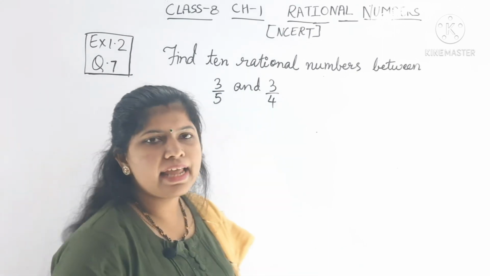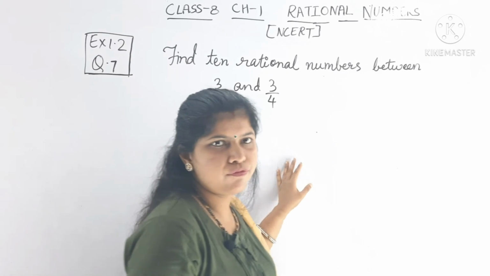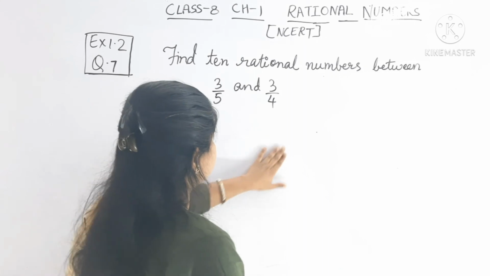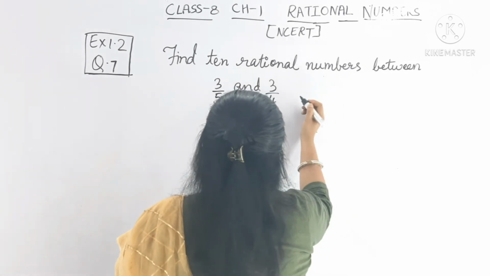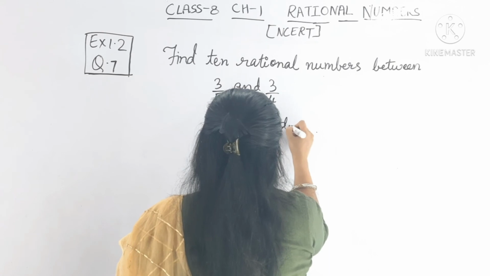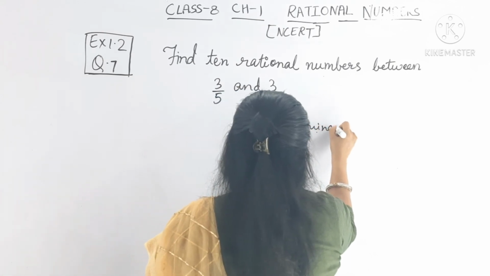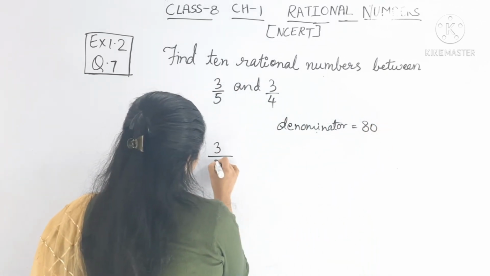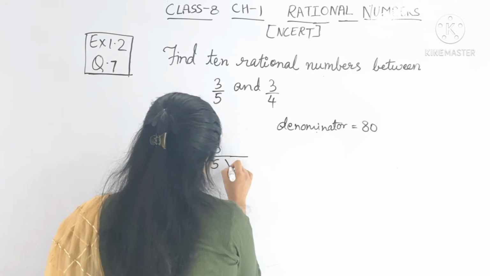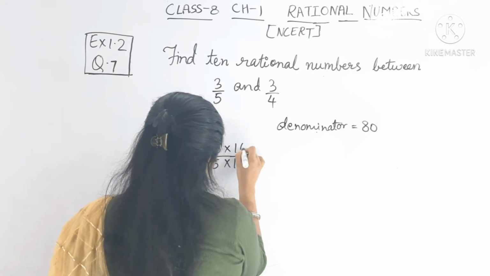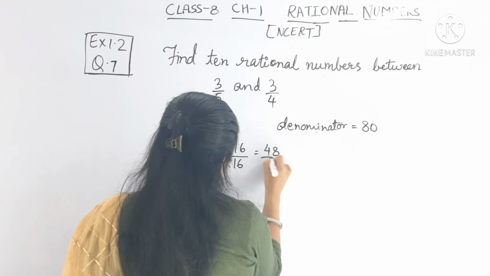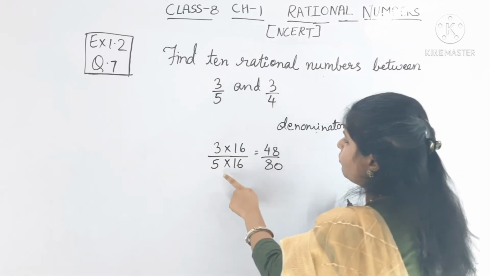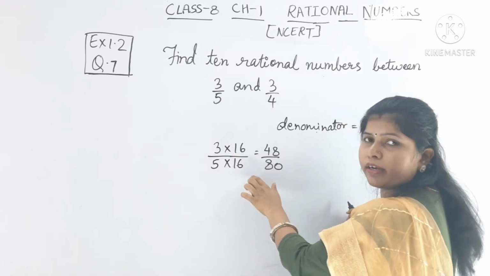We have to find 10 rational numbers between 3 by 5 and 3 by 4. So we have to make the denominator the same for both. I am making the denominator 80. So what do we have to multiply 5 by to make 80? 16 fives are 80, we know. So 16 threes are 48 and 16 fives are 80. So I made 80 here by multiplying the numerator and denominator by 16.